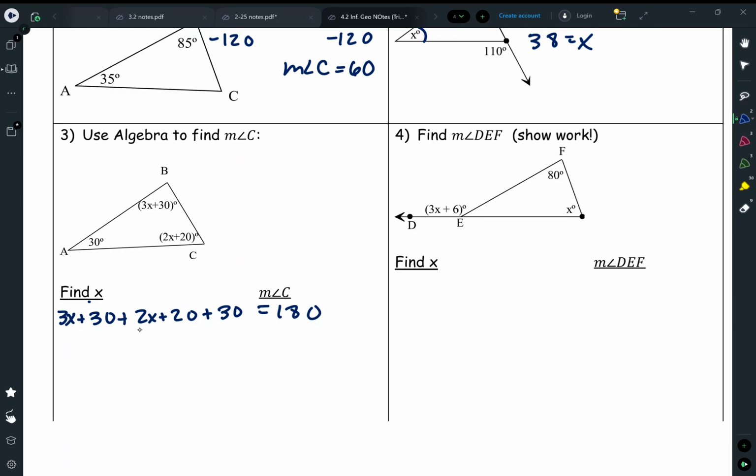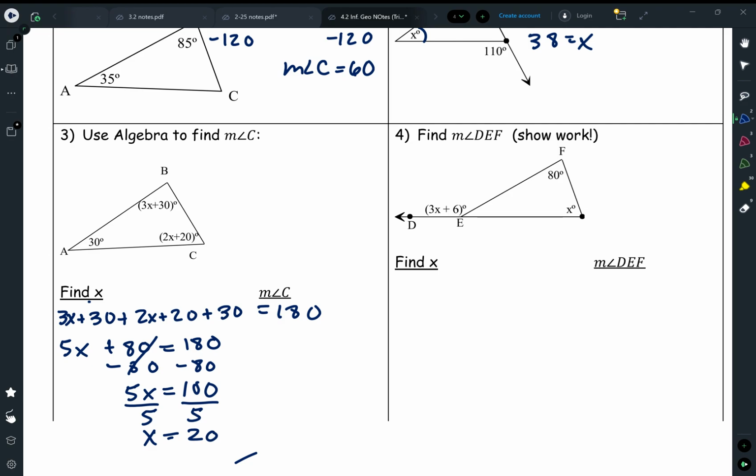So let's see, 3x and 2x make a 5x. 30, 20, and another 30 makes 80. And those are going to equal 180. So we'll subtract 80 and divide. So we come up with x is equal to 20.